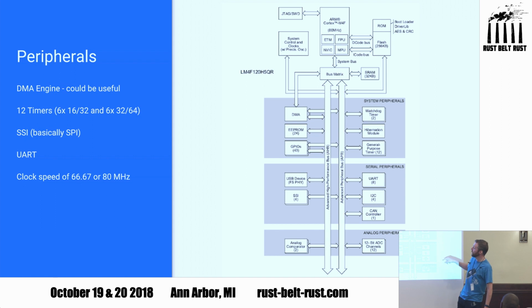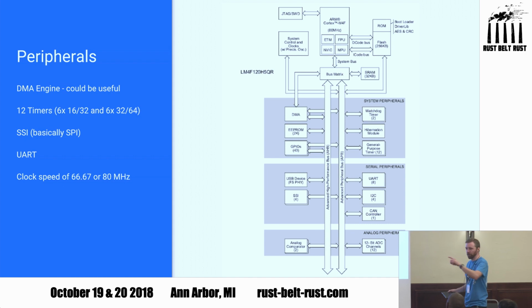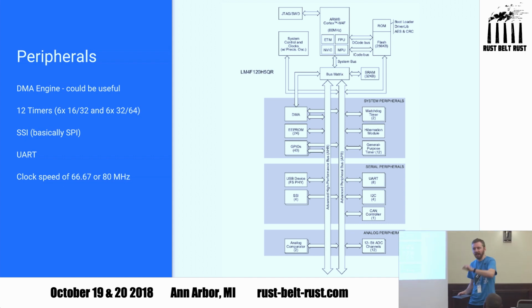We've got some timers. We've got some synchronous serial devices which help us push out pixels. We've got a serial port. And it runs at 66 or 80 megahertz. That's quite important because the clock loop system on this is fixed, and it will either run at 80 or 66. It won't do 72 or 70 or any number in between. It's literally 80 or 66.